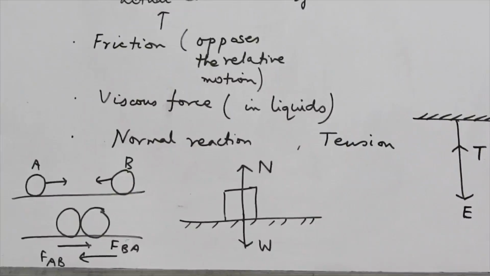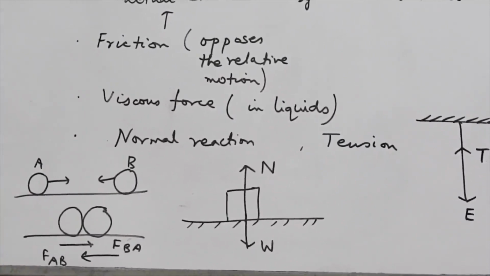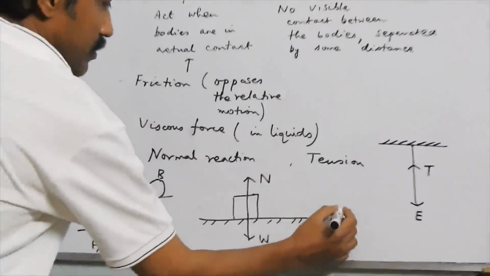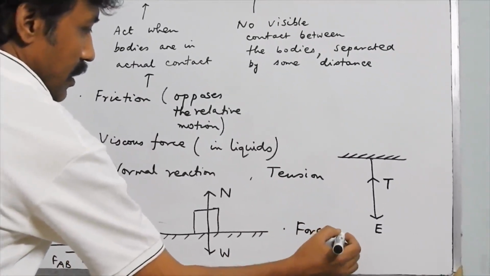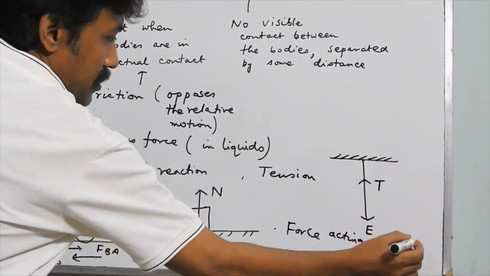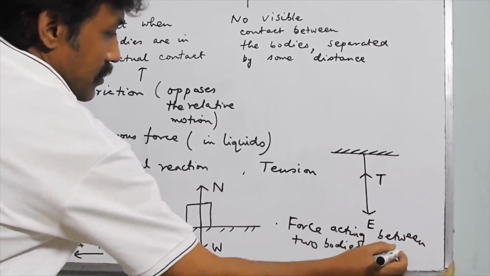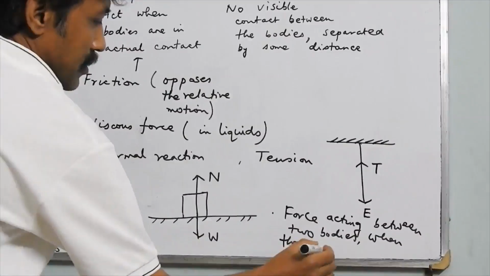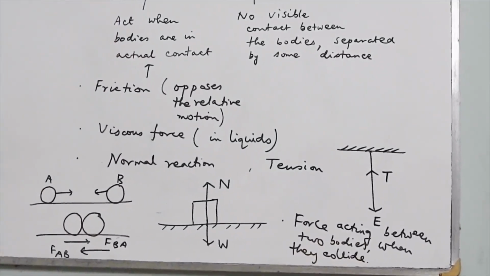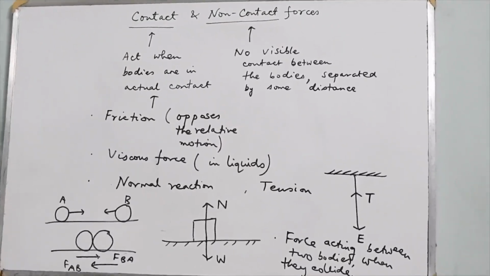We will discuss that later, but for the time being, you can say that force acting between two bodies when they are colliding is also a type of contact force. So this is what I am saying, force acting between two bodies when they collide. So there are many such contact forces that we frequently encounter in nature.